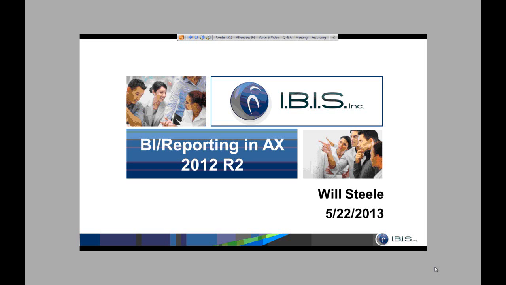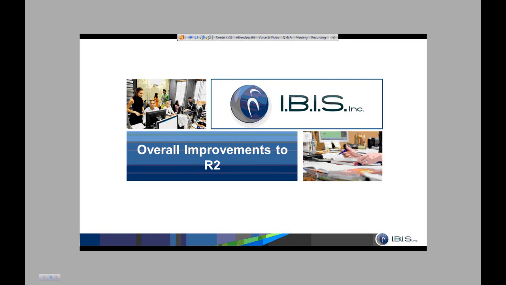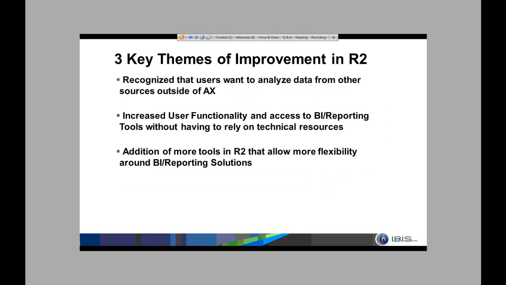So starting off, we're going to have overall improvements to R2. We identified three key themes of improvement in R2. Microsoft figured out that users want to analyze data from other sources outside of AX. Lots of companies have Access databases on the side, or other services they use that they need to pull data from. So Microsoft has now tried to accommodate for that.